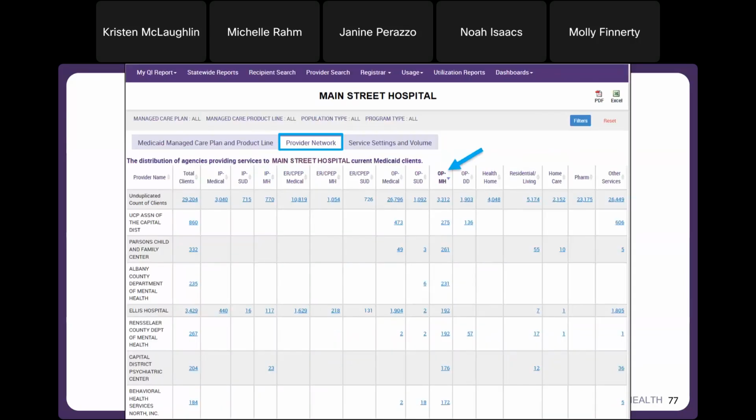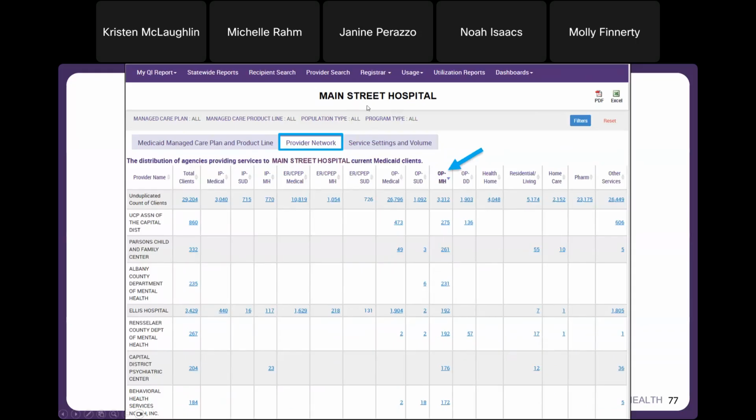You can also do this in the provider network. Maybe I'm interested in seeing, of the people I've served in my hospital, where they are going for their outpatient mental health services, because maybe I want to connect with them and make sure I have that connection, especially for follow-ups after discharges. You have the ability to filter or sort this report.